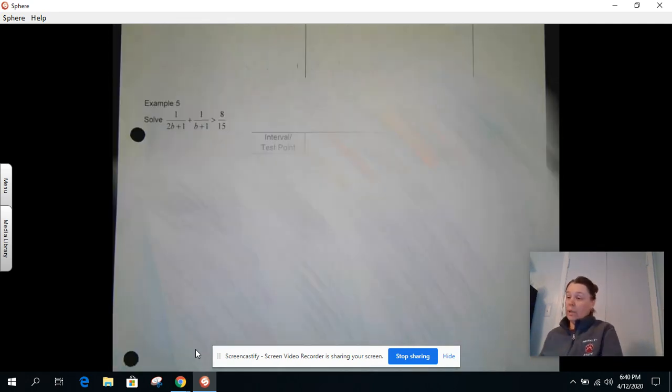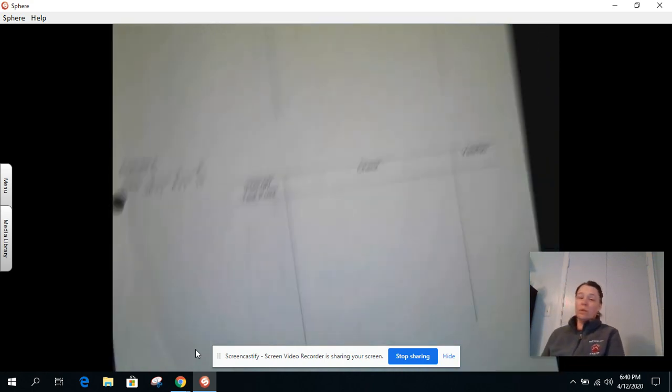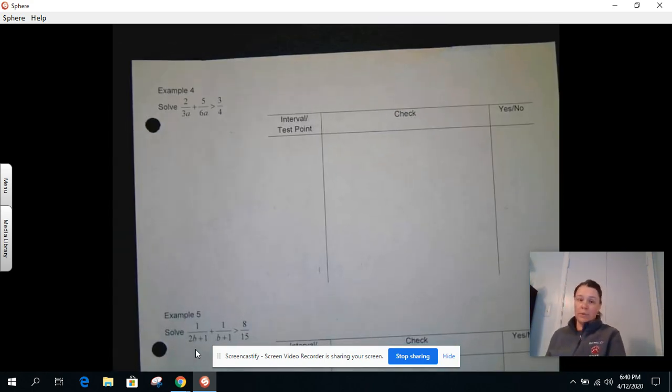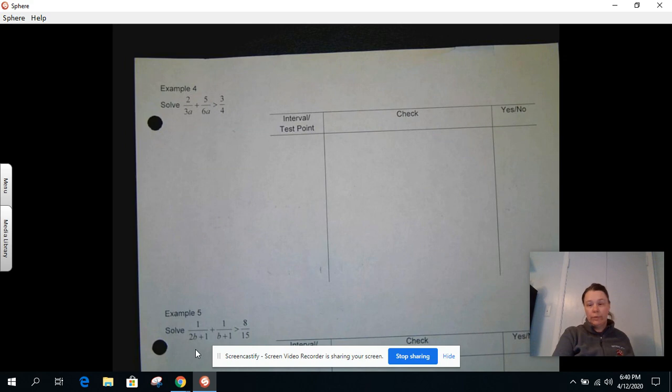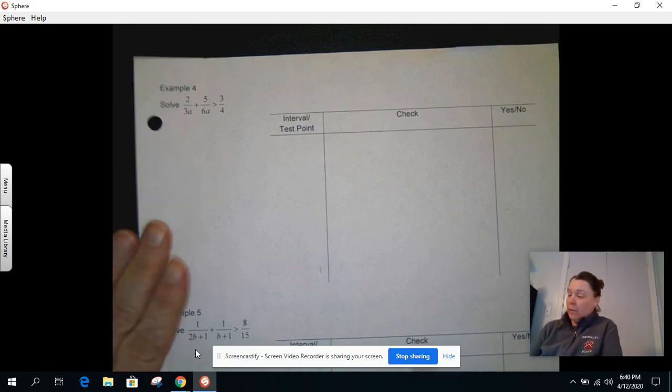Okay, so 2 more examples I've got for you. Now these ones are a little bit different, so take a look at examples 4 and 5 and think about why those are different. You notice they don't have zeros on the other side. That means they're going to be a little bit more complicated to solve. But we're going to start out the same way.